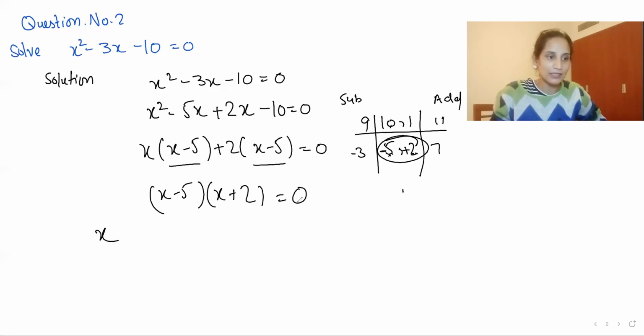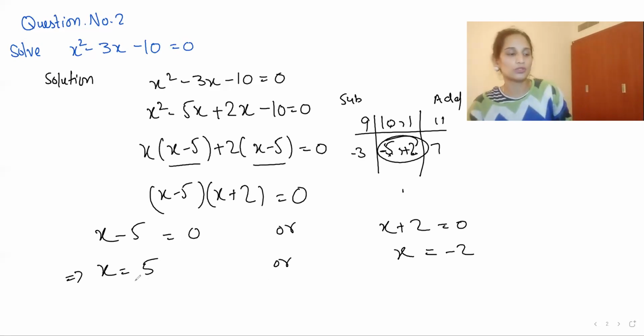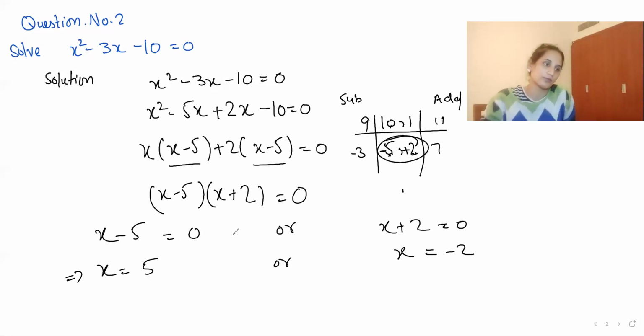So we can get 0 here only if either of these factors is 0. So either x minus 5 is 0 or x plus 2 is 0. When we take minus 5 to the other side, x is equal to 5, or x plus 2 becomes x is equal to minus 2. So we have the two solutions for the value of x. It could be either 5 or minus 2. That's it.